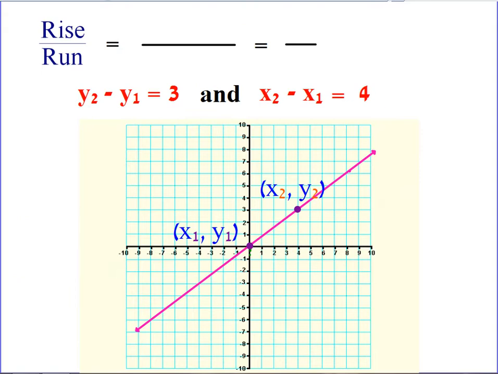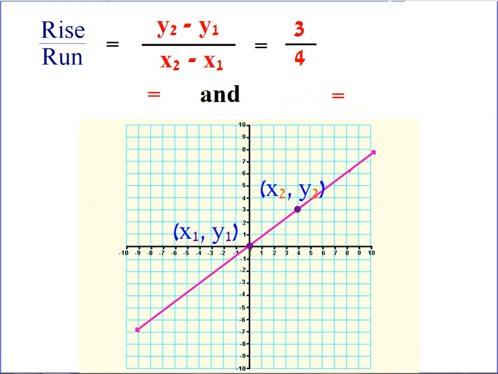So we're going to put those into place. Our rise is the difference in our y values, which was 3. Our run was the difference in the x values, or 4. Our slope for this line is 3/4. We went up 3 before we went to the right 4 to get to our second point.